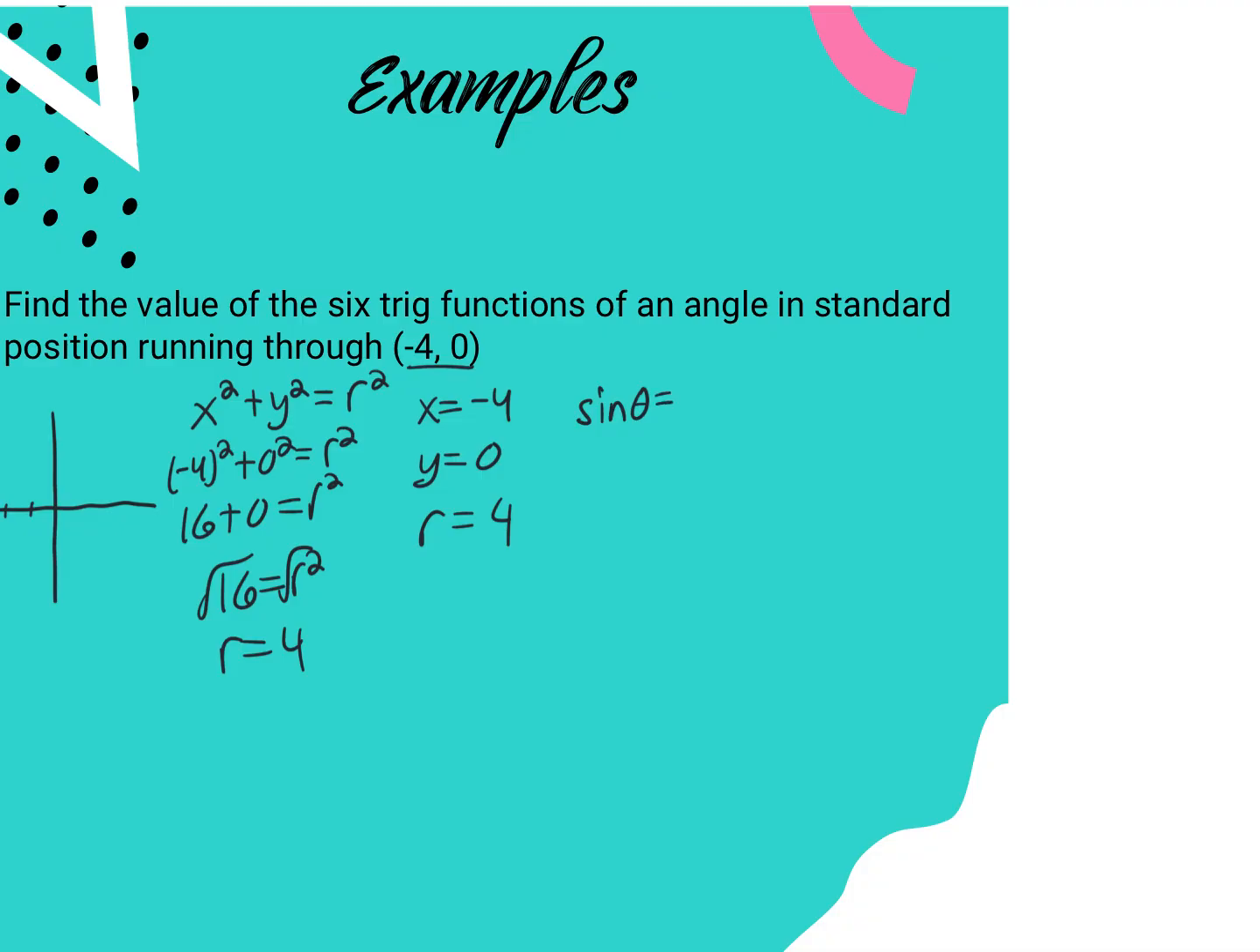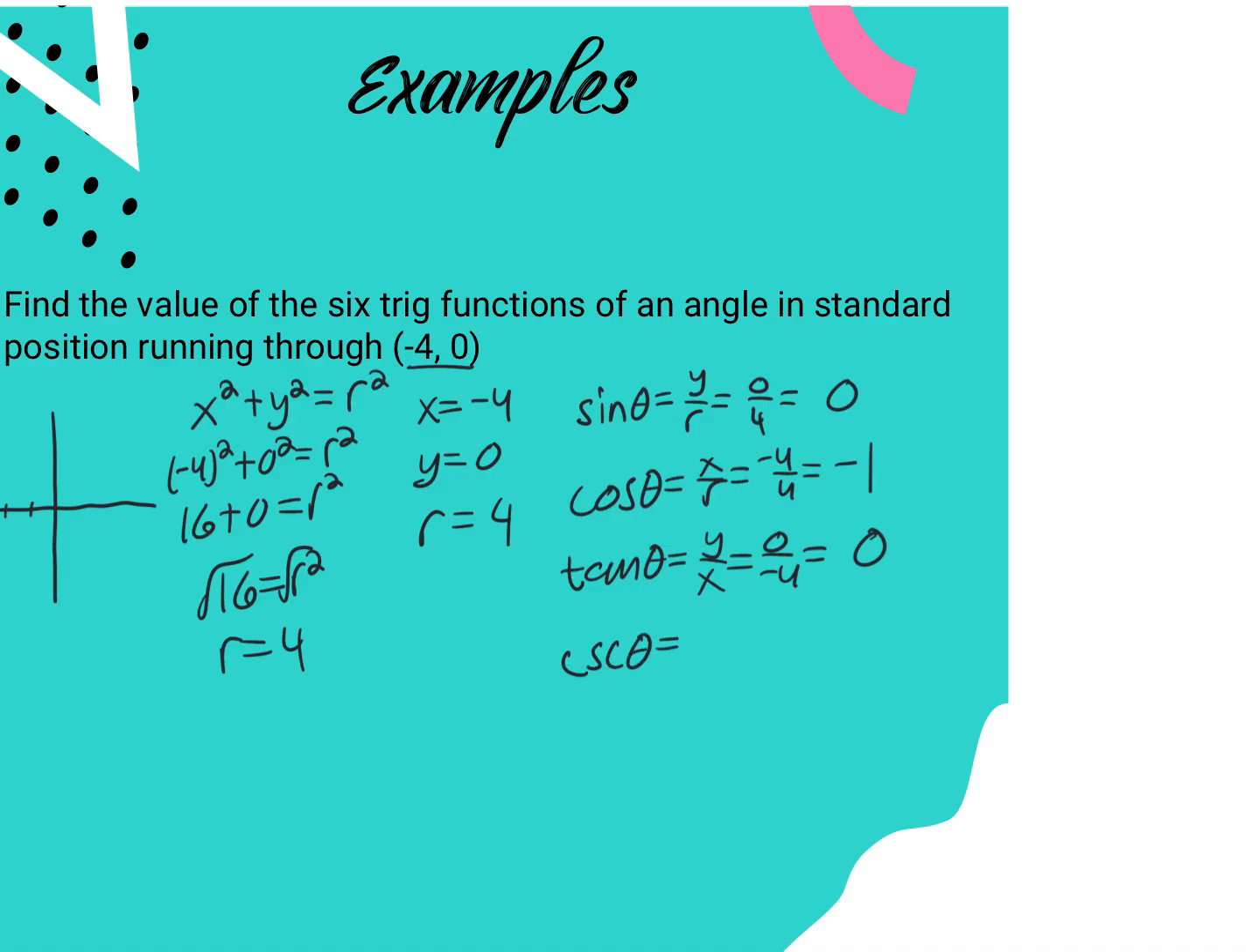Now let's use the x, y, and r definitions of these 6 trig ratios. Sine is y over r, which is 0 over 4, so 0. Cosine is x over r, so -4 over 4, and -4 over 4 is -1. Tangent of theta is y over x, so then we get 0 over -4, and 0 over anything is just 0. Now let's find the reciprocals.